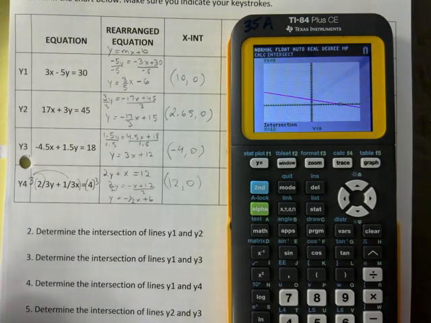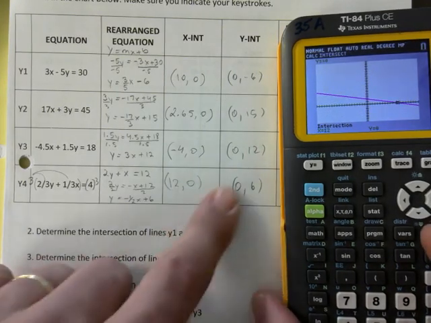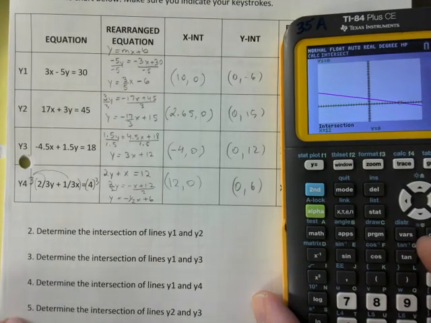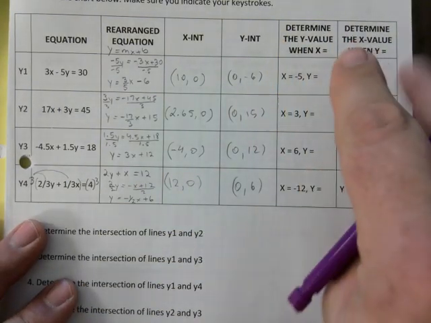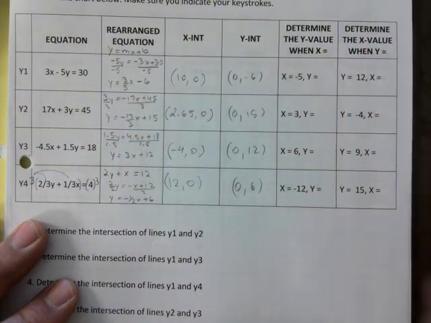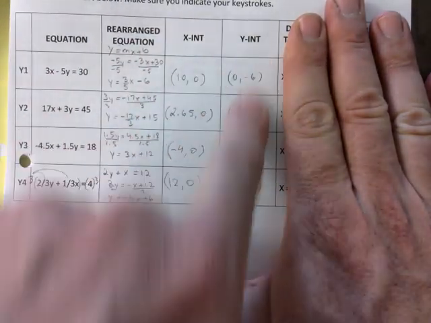I kept them reasonable, okay? None of these numbers are out of range, right? We're not even going past 20, right? Okay, I want you to ignore this for now. We're not going to worry about this. I just want you to be able to graph this, right? So we're just going to focus on the equation, the intercepts.